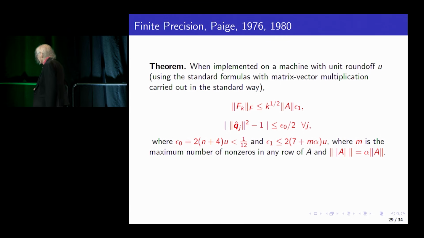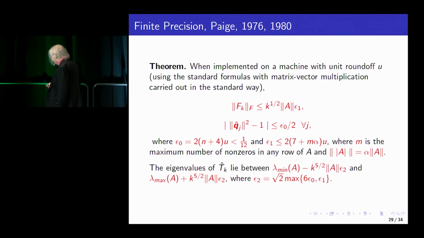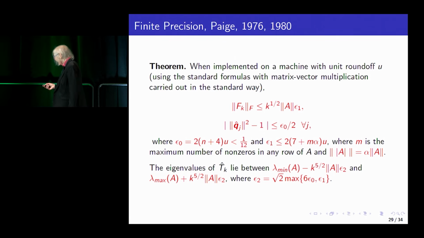Paige analyzed the rounding errors, which is fairly simple to do. He gave a bound on the norm of this matrix FK. Ideally, the QJs would have norm 1. QJ hat has norm almost 1. The more interesting result, I think, is that he showed that the eigenvalues of this matrix TK hat from finite precision, that looks perhaps nothing like the TK you would get in exact arithmetic, lie essentially between the smallest and largest eigenvalues of A. Okay?